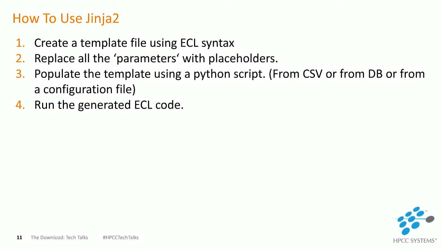You take your box standard ECL file, and then you replace all the parameters with placeholders that Jinja can understand. Then you have a Python script which can read from a database or from a CSV, and you can pass those parameters into your ECL, and boom, you have a full ECL file. Then you can just execute that ECL file as you would either through the command line, or if you have a scheduler, or anything else.